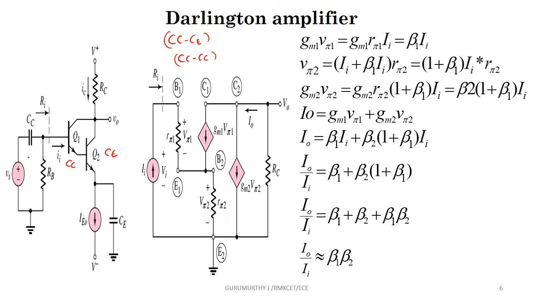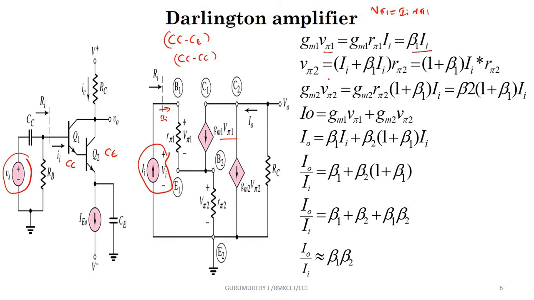On the input side, I am going to convert this Vs into a current source. So I have converted this into a current source, and I have drawn the small signal equivalent, and Gm V pi 1 is the current source. This current source is equal to Gm V pi 1. So V pi 1 is II, which is this current, into R pi 1. We know that Gm1 into R pi 1 is nothing but beta times II.